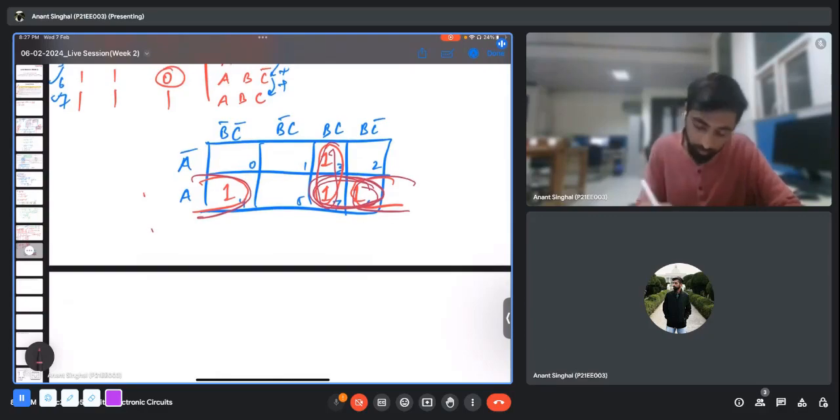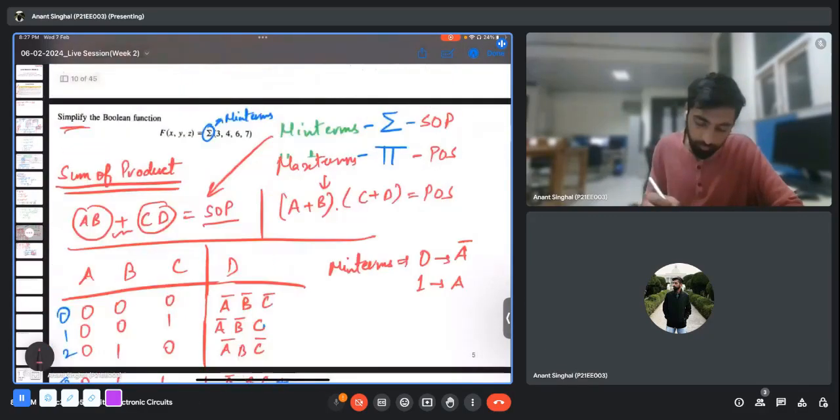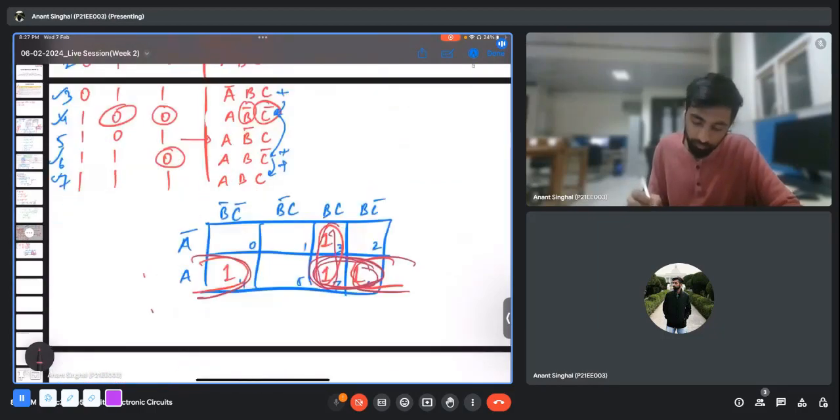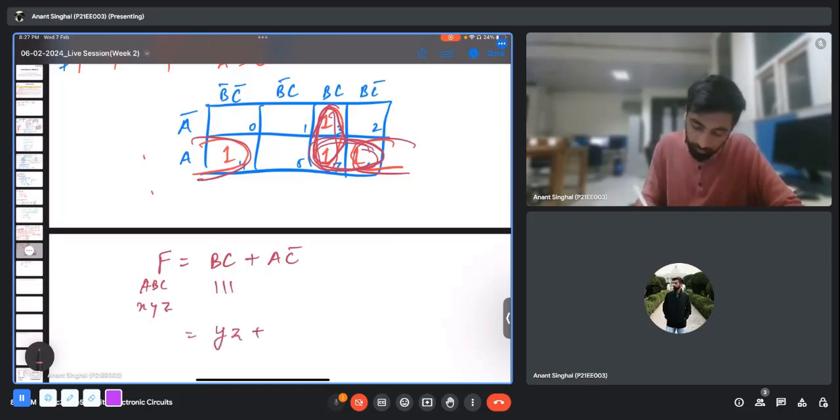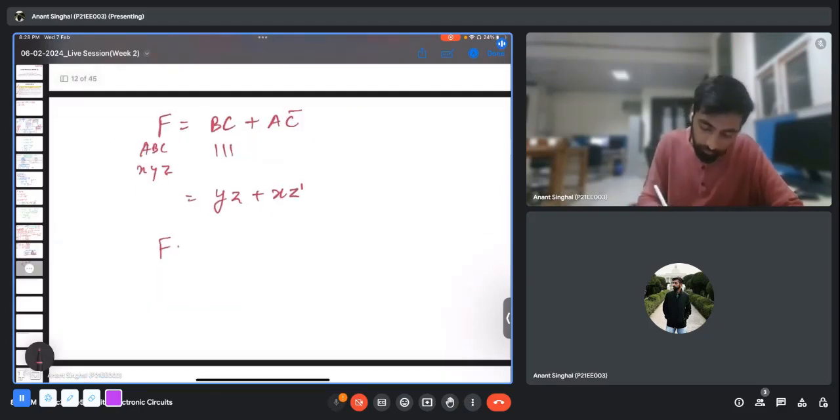So if I try to simplify it now, let's say I have a final function f, which is in the form of x, y, z. Here I have written ABC, so first of all I'll write the same in ABC terms. It will be BC, that will be this, and then this will give me A C complement. Now similarly, I have done it for ABC and am doing it for X, Y, Z. BC will be replaced by YZ, A will be replaced by X, and C is Z complement. So the final answer to this problem will be X Z complement plus YZ.